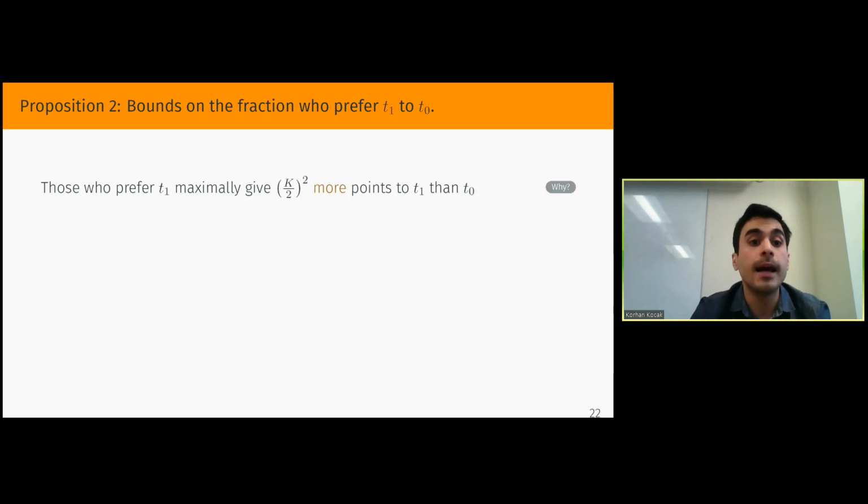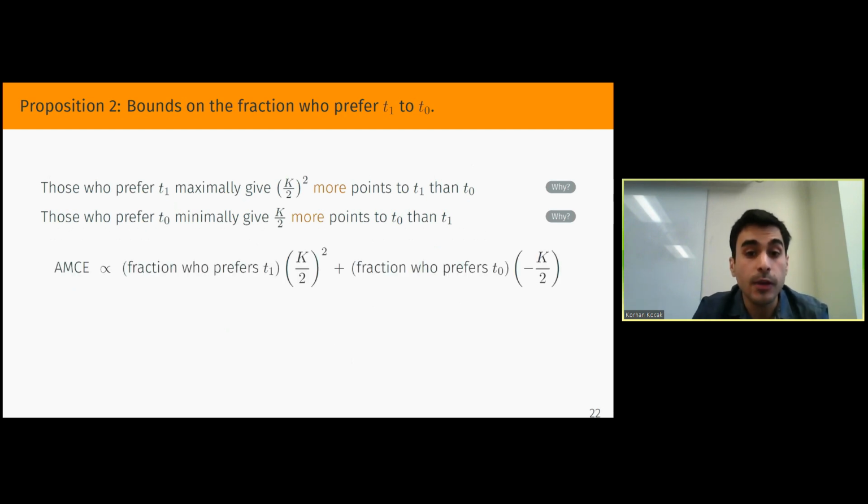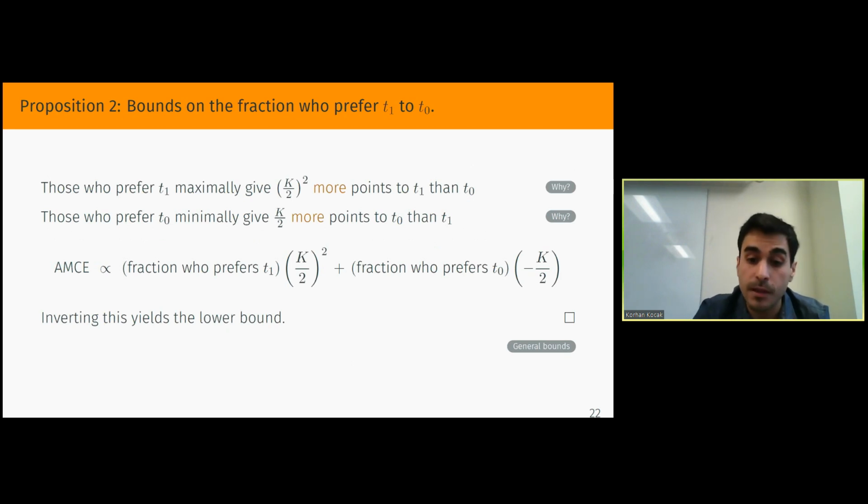In fact, I can show that those who prefer T1 maximally give k over 2 squared more points to T1 than to T0, where k again refers to the total number of possible profiles, whereas those who prefer T0 minimally give k over 2 more points to T0 than T1. Now, I know this, and I know what the AMCE looks like from Proposition 1, so I can just write this down. The AMCE is then proportional to the fraction who prefers T1 times k over 2 squared plus the fraction who prefers T0 times minus k over 2, which when inverted yields the lower bound that I showed in the previous slide. And even though I showed this only for a binary attribute, this is easily generalizable to non-binary attributes as well. But let me show you what these bounds look like.